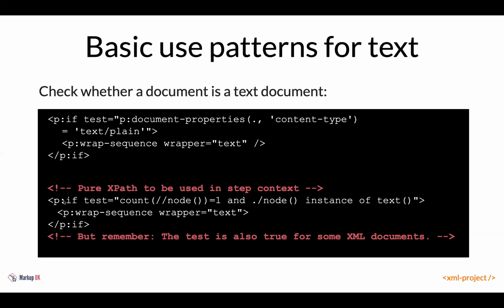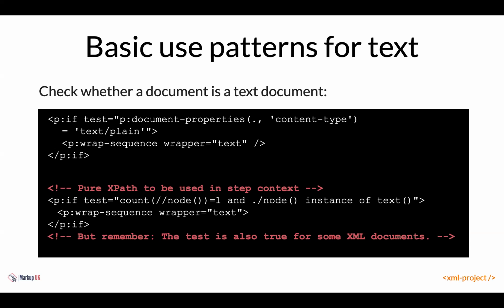So if you want to do this in a step, setting some parameter or some option for a step, you can use this. But remember what we said before, this is not a definite test for a text document, because having a document node with just one child node, and this node is a text node, might also be true for XML documents. You remember the mapping goes from the content type to the representation, not in this case from the representation to the content type.